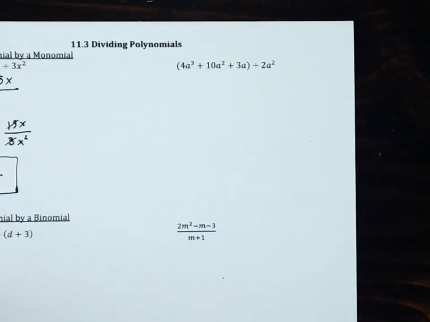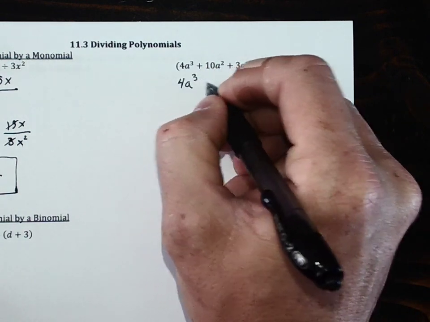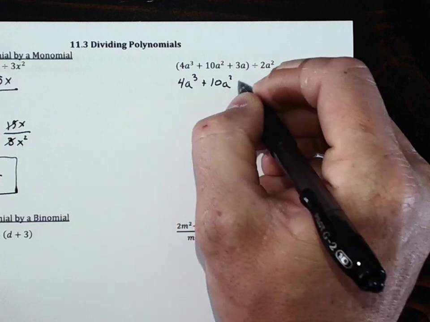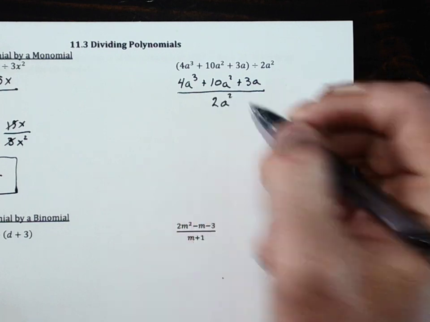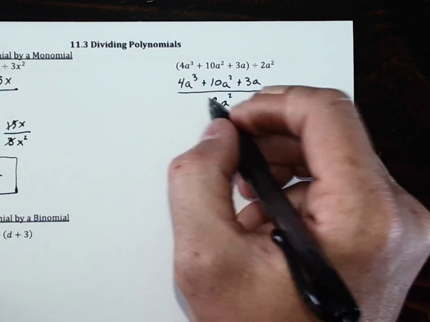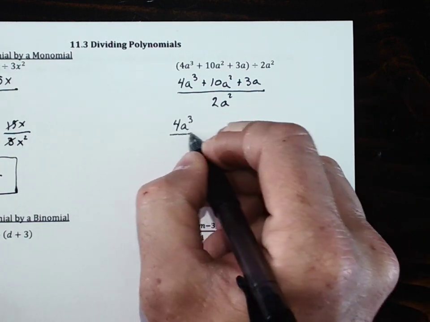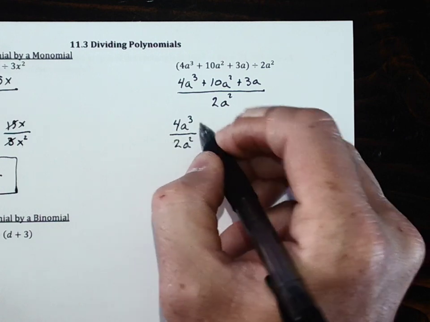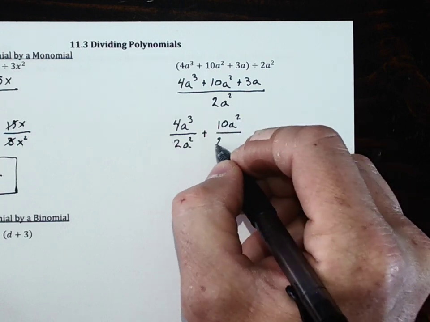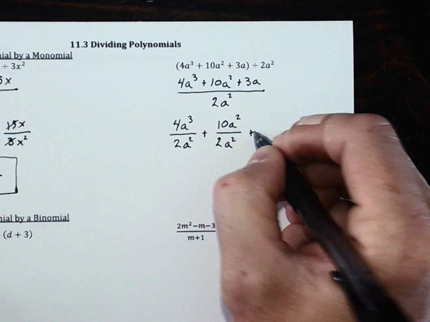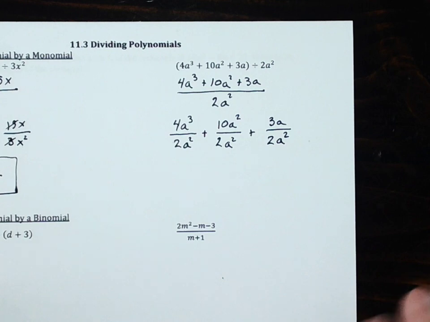3x squared minus 2 plus 5 divided by x. So let's try it again over here. We have this entire thing being divided by that, which would be 4a to the third plus 10a to the second plus 3a, all divided by 2a squared. That means that each of these individually is being divided by 2a squared. So you have 4a to the third divided by 2a to the second, adding that with 10a to the second divided by 2a to the second, adding that with 3a divided by 2a to the second.